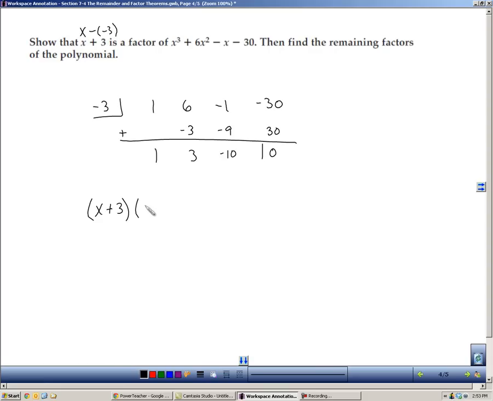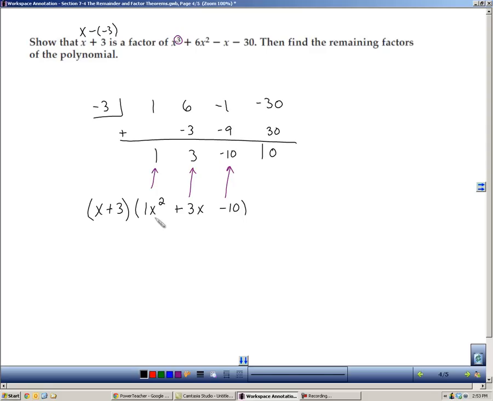of 1x squared plus 3x minus 10. And where did I get those? I got those from the coefficients of the synthetic division. And remember, when we do synthetic division, we always do 1 degree less than the one we started with. So that's why I started with an x squared. This is called the depressed polynomial. It's a new polynomial that's created when I pull out the factor of x plus 3.